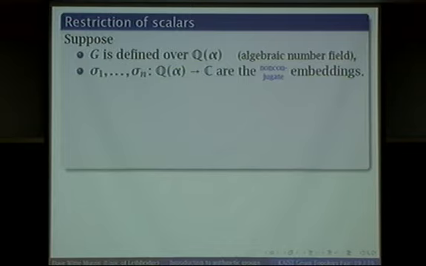I don't want to take all the embeddings. The complex numbers have complex conjugation, so whenever you have an embedding, you can just compose that with complex conjugation. Those two are considered equivalent. So I take one out of each pair. I take what's called the non-conjugate embeddings. But again, that's a technical point we don't have to worry about.